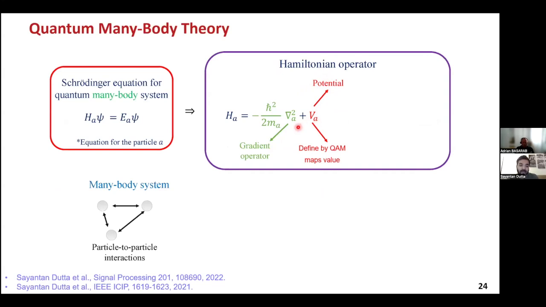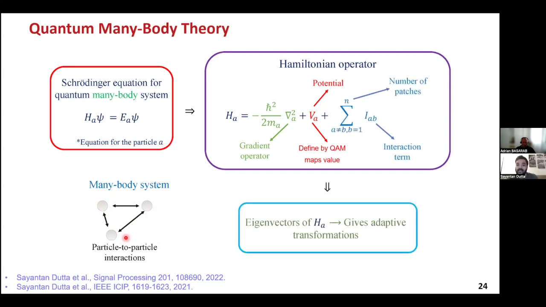Now, if we have a many-body system, that means there is more than one quantum particle. So particles A, B, C, let's say. This is the Schrodinger equation for the particle A. Now we have a similar type of Schrodinger equation for all the particles, the particle B, C, everything. Now in this many-body system, a particle-to-particle interaction takes place, because they are neighboring particles, so they will interact between them. And as a consequence, in the Hamiltonian operator, there will be an extra term that is called the interaction term.